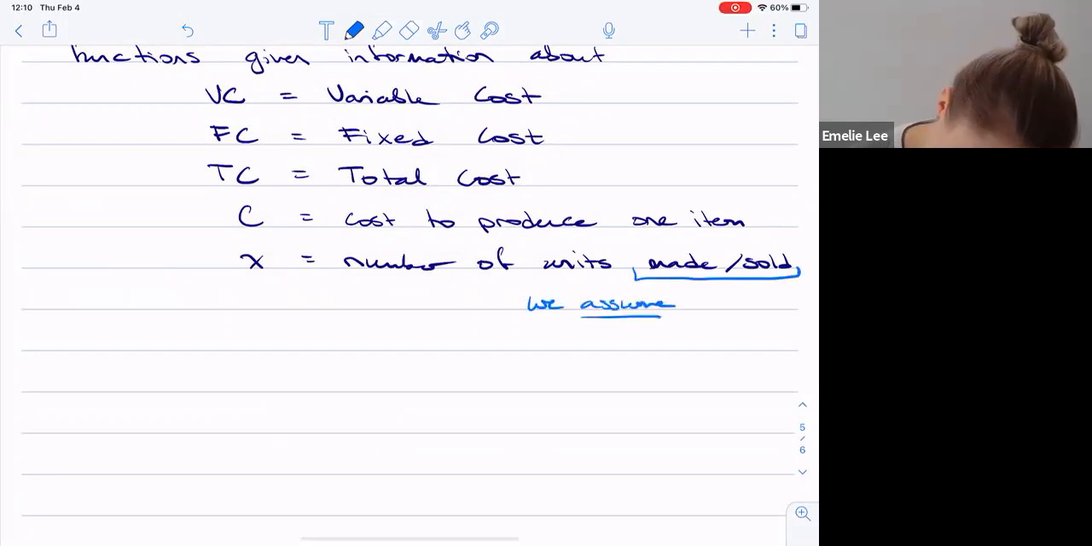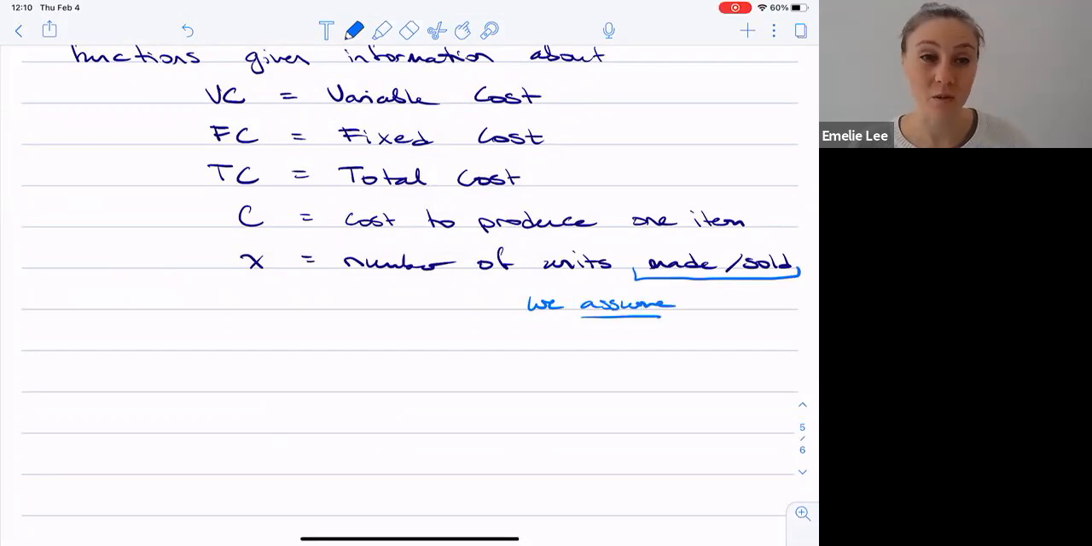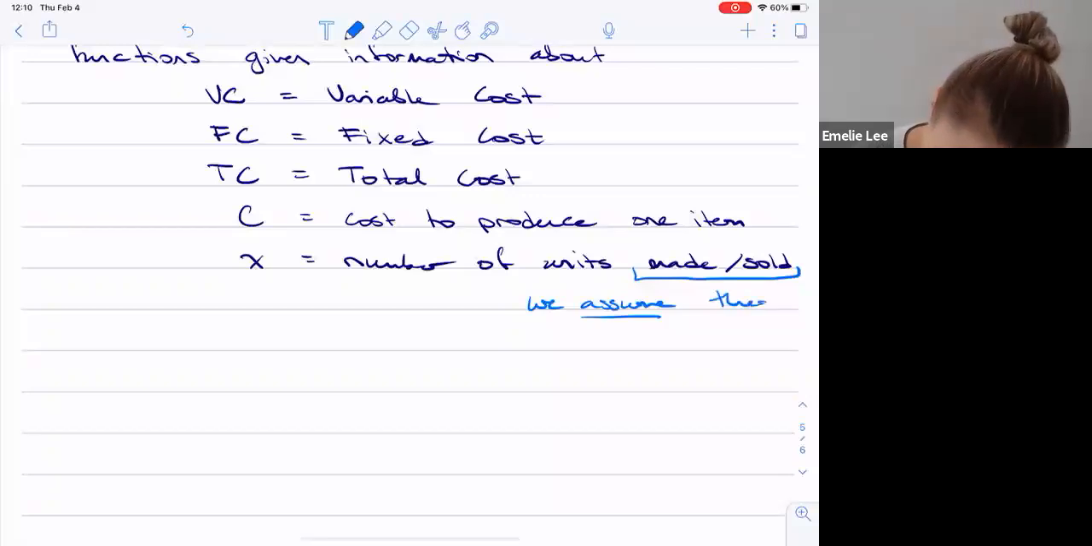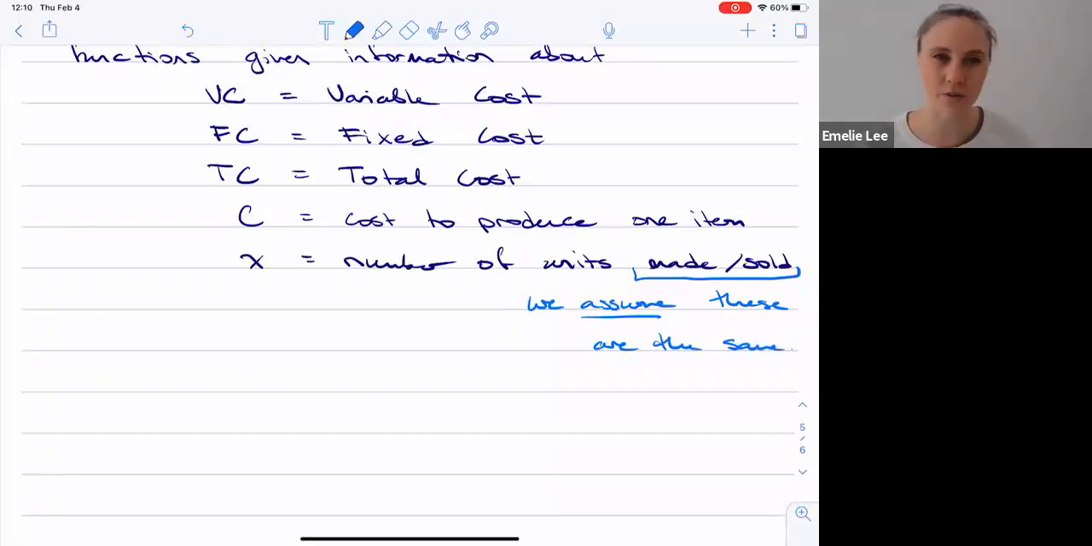We assume, that's what an assumption is, right? It can be a little bit weird, but we assume these are the same. If I make it, I've sold it. If I've sold it, I've made it. It doesn't work that way. Well, it does.